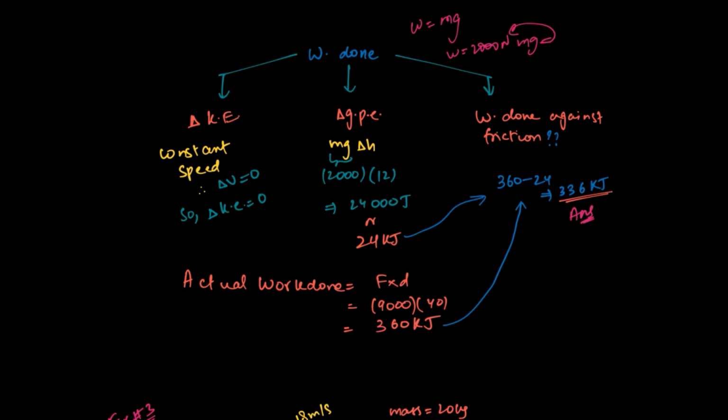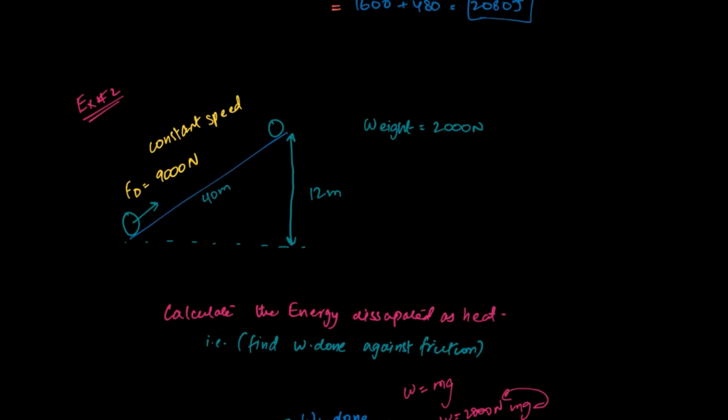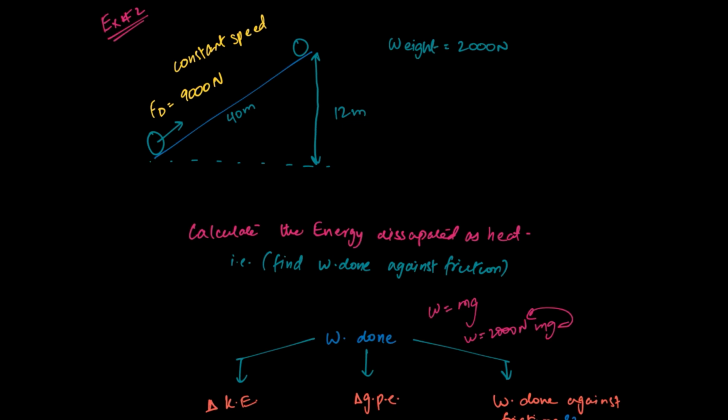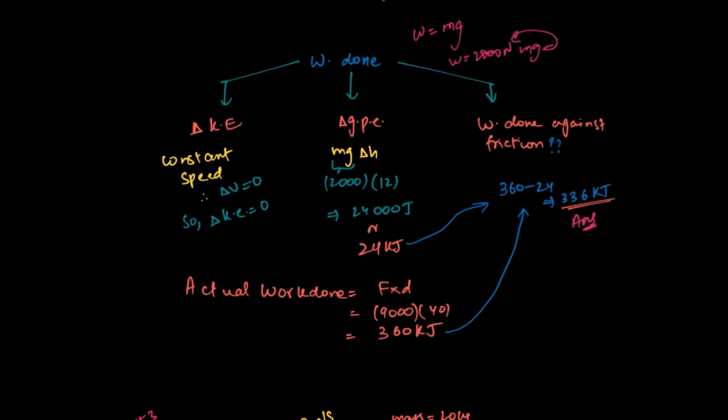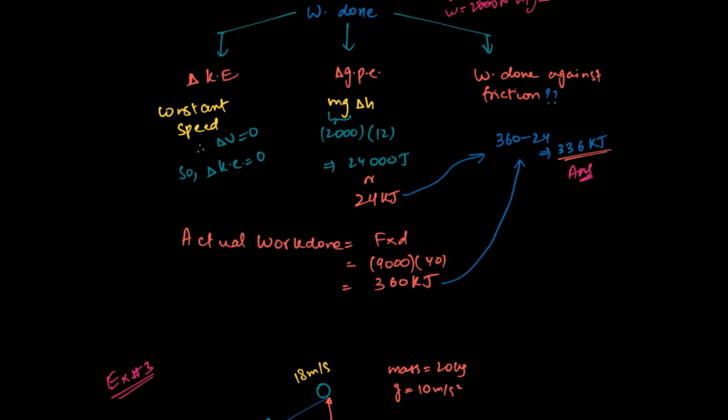And we know the work done. Why? Because we know the forward driving force, that is 9,000 newtons, and we know the distance traveled by the object, that is 40 meters. So we can easily calculate the work done on the object. That would be F into D, where F is the driving force, 9,000 newtons, and the distance traveled was 40 meters. So the resultant answer would be 360 kilojoules.